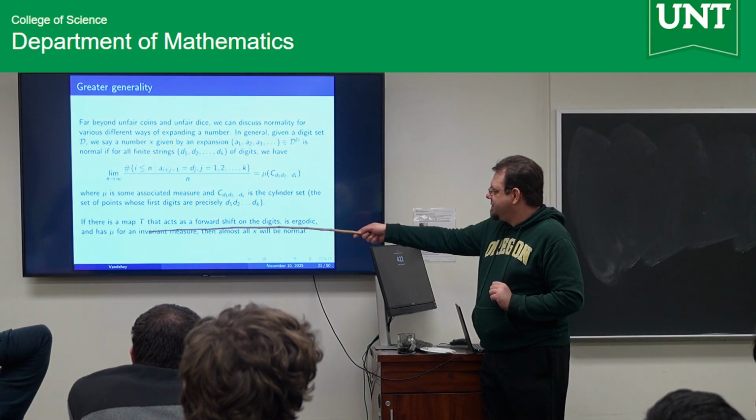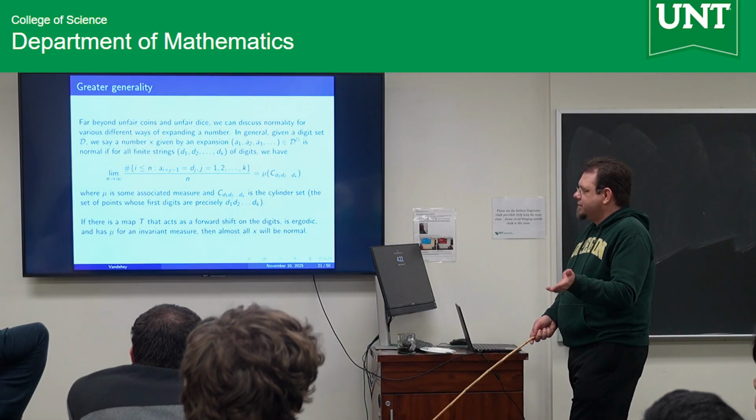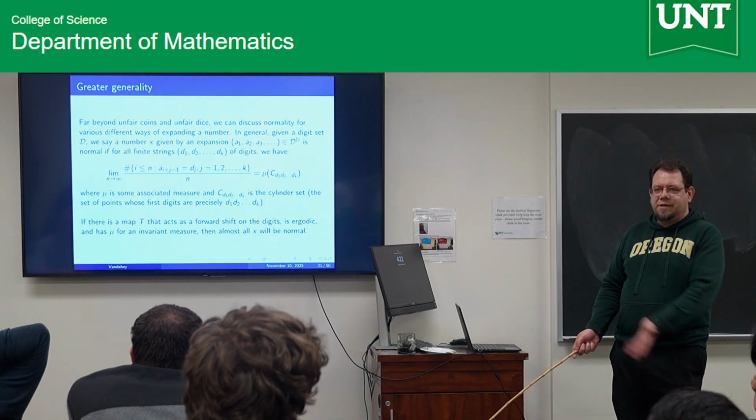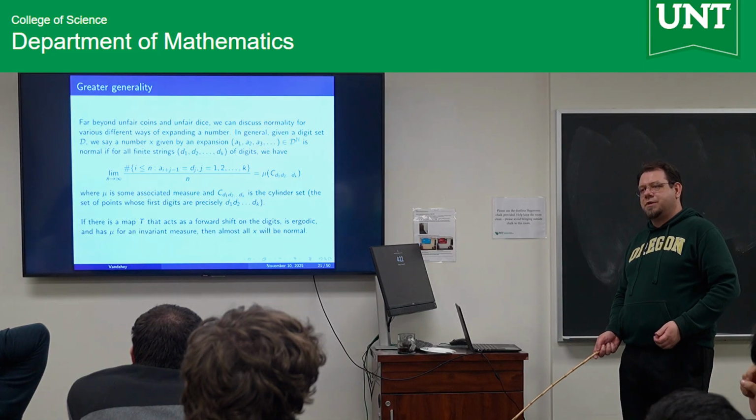And if there's a map T that acts as a forward shift on the digits, is ergodic and has mu for an invariant measure, then almost all x will be normal. This is again just a straightforward application of the pointwise ergodic theorem.